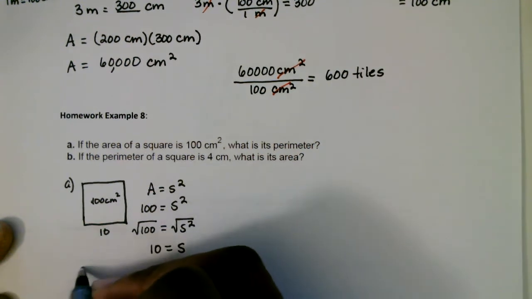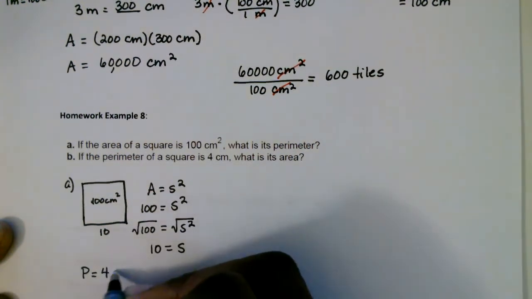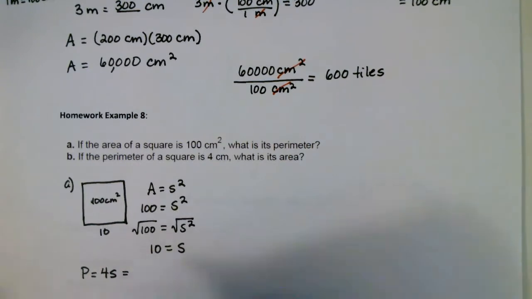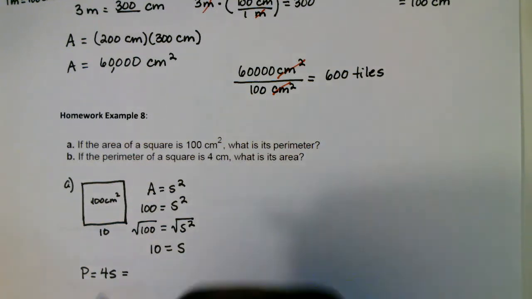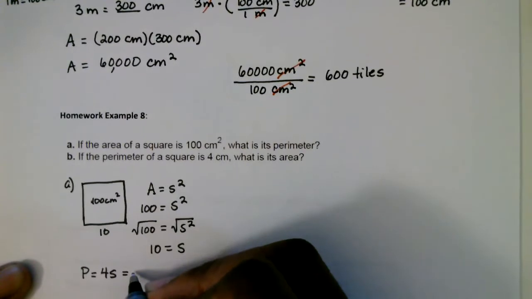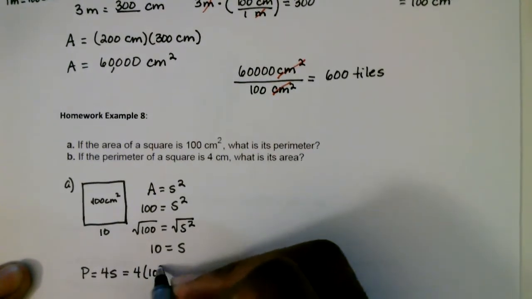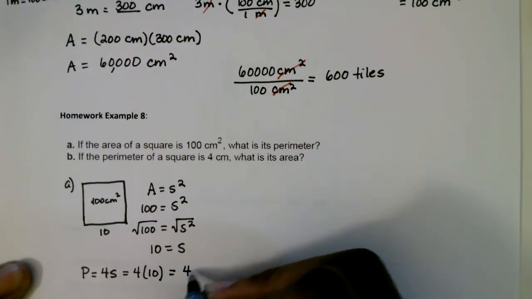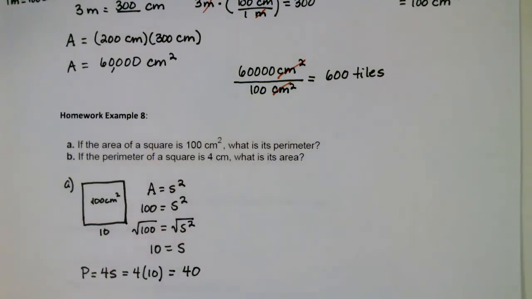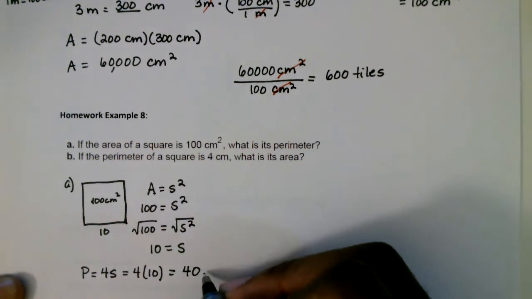And then the perimeter of that square is 4 times S, because there are 4 equal sides of the same length. So the perimeter of a square is 4 times S. And the length of that side will be 10. So 4 times 10 would end up being 40. And it will be 40 centimeters, by the way.